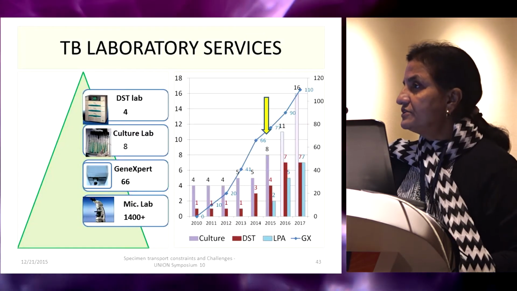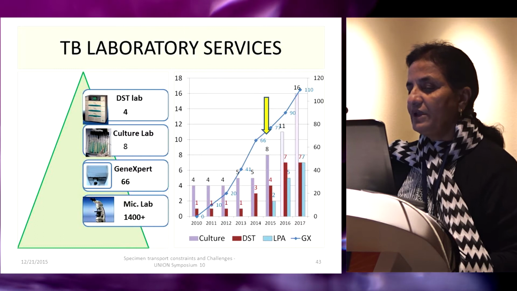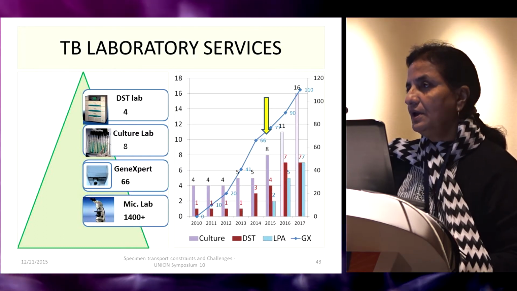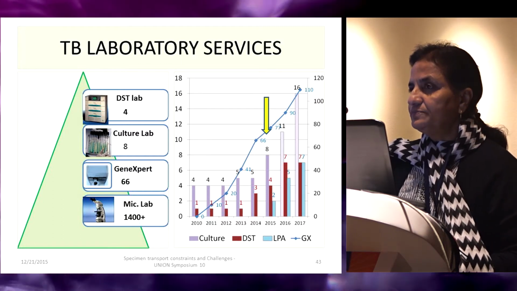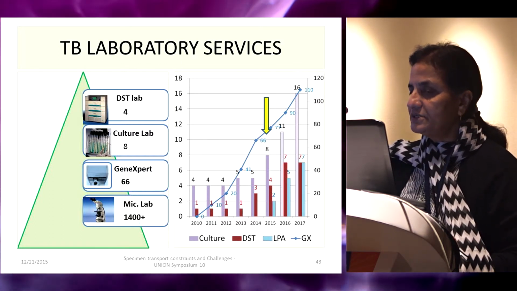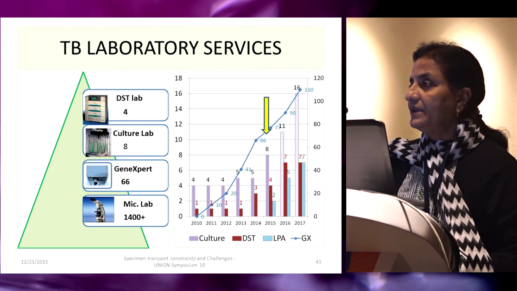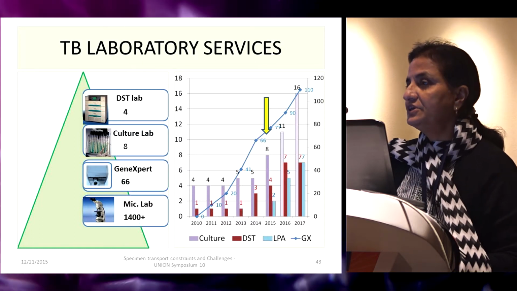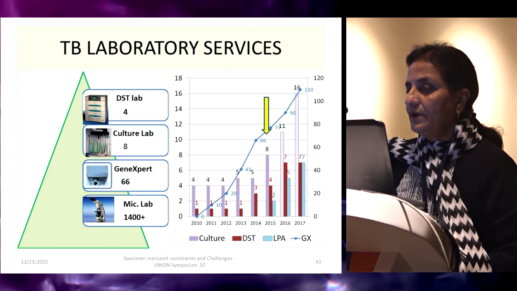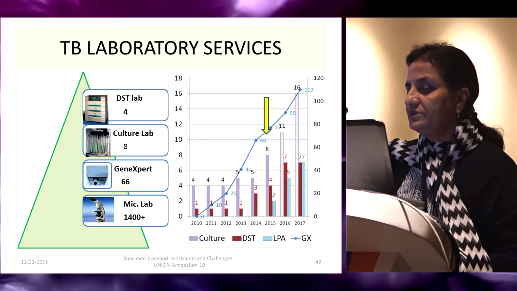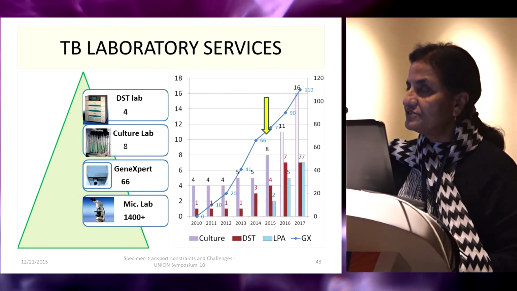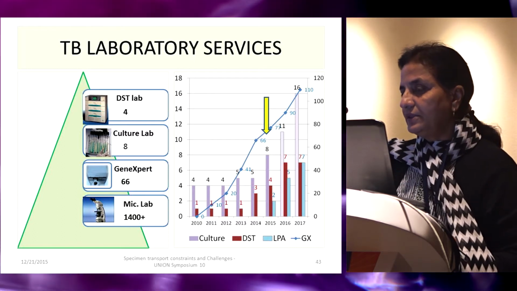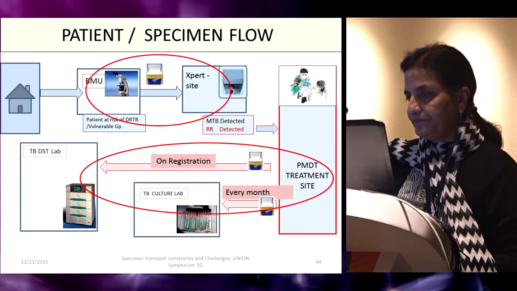So how are the laboratory services arranged? At the most peripheral level, we have the microscopy laboratories, which are now more than 1,400. At the intermediate level, we have GeneXpert. In year 2014, we had 66 Xpert sites. We had 8 culture labs and 4 DST labs in year 2014. But we are very optimistic that by 2017, we would have 7 DST labs, 16 culture labs, more than 110 Xpert sites, and the microscopy network would also expand.